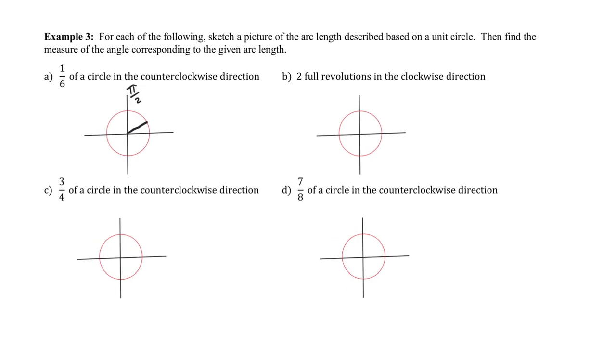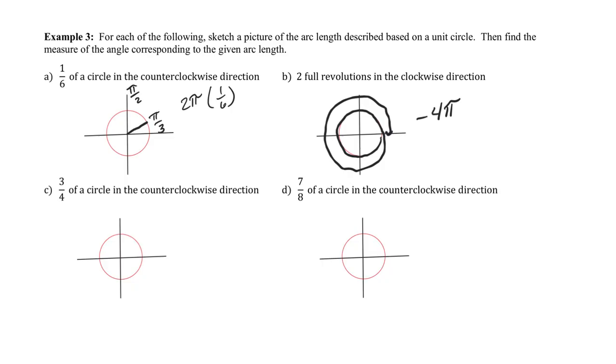So we got that. So we're going to go 2 pi, and I went up because it says counterclockwise. 2 pi is the distance all the way around. We multiply by 1/6. That's going to be pi over 3. How about B? 2 full revolutions in the clockwise direction. So I'm going to go around once. That's going to be negative 2 pi. And around again, I'm going to be at negative 4 pi.